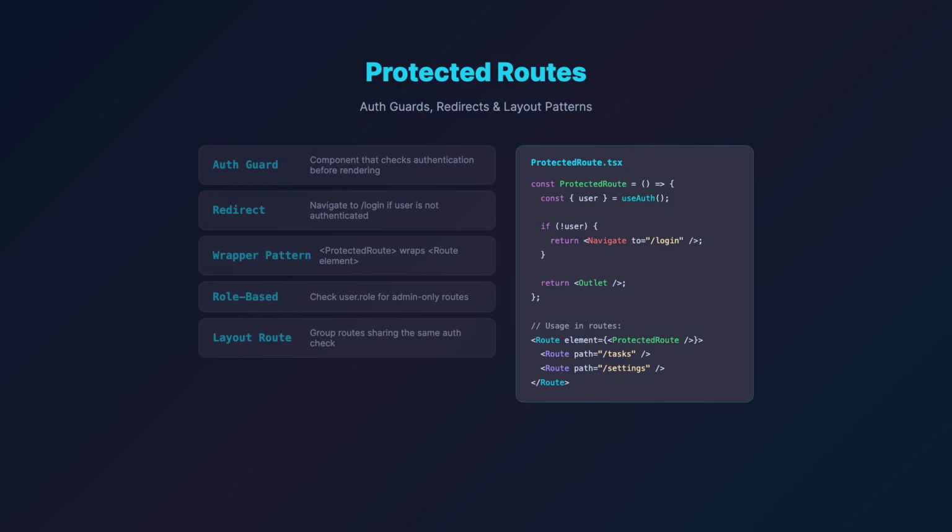Layout routes make this pattern clean. Wrap a group of routes in a single protected root element. Every child route inherits the auth check. No need to add authentication logic to every single page component. This keeps your route definitions organized and your auth logic in one place.